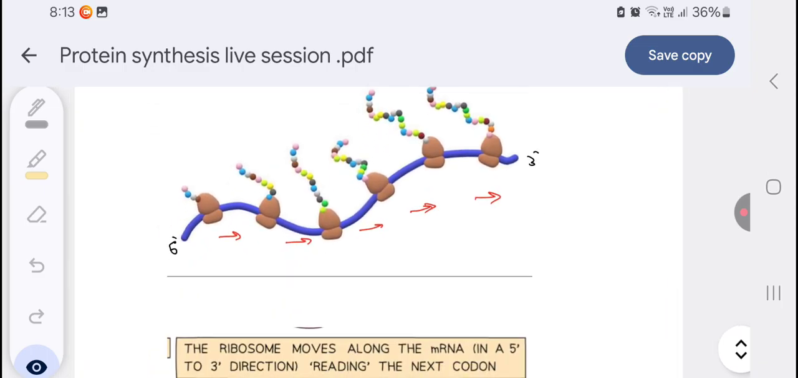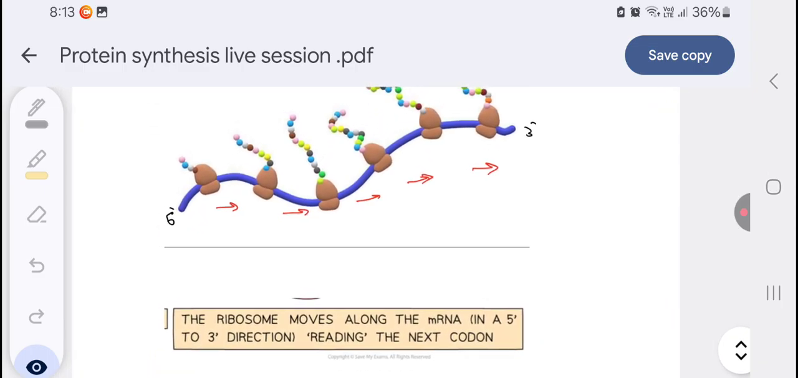So what will happen here is the ribosome moves along. The ribosome will move along the messenger RNA in the 5' to 3' direction, because the RNA has a direction. It has two ends. One end is called 5' and the other end is called 3'. This is according to the sugar phosphate backbone that is holding the nucleotides. So let's read this.